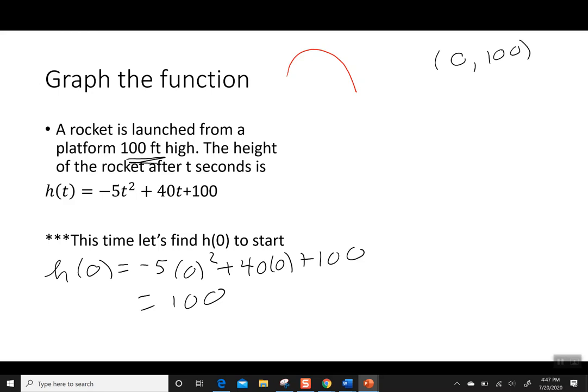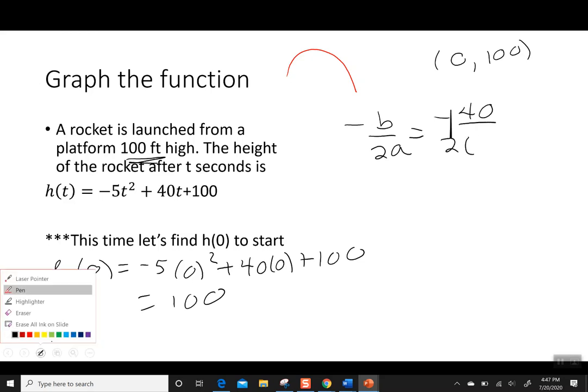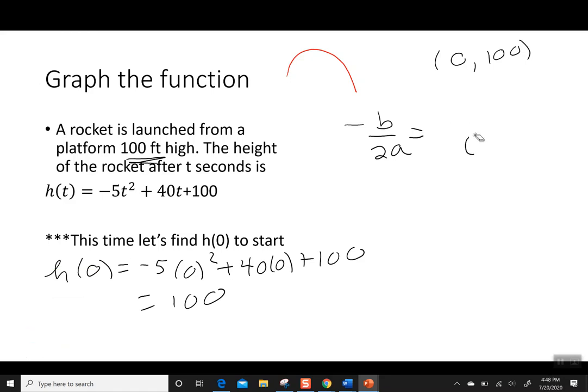Then I would also like to know, well, really how high is it going to go? So that's where I need to do my negative b over 2a. So this is negative 40 over 2 times negative 5. Again, I just keep encouraging you, go ahead and reduce that denominator, like make it prettier. So 2 times negative 5 is negative 10. So this just gives me 4.